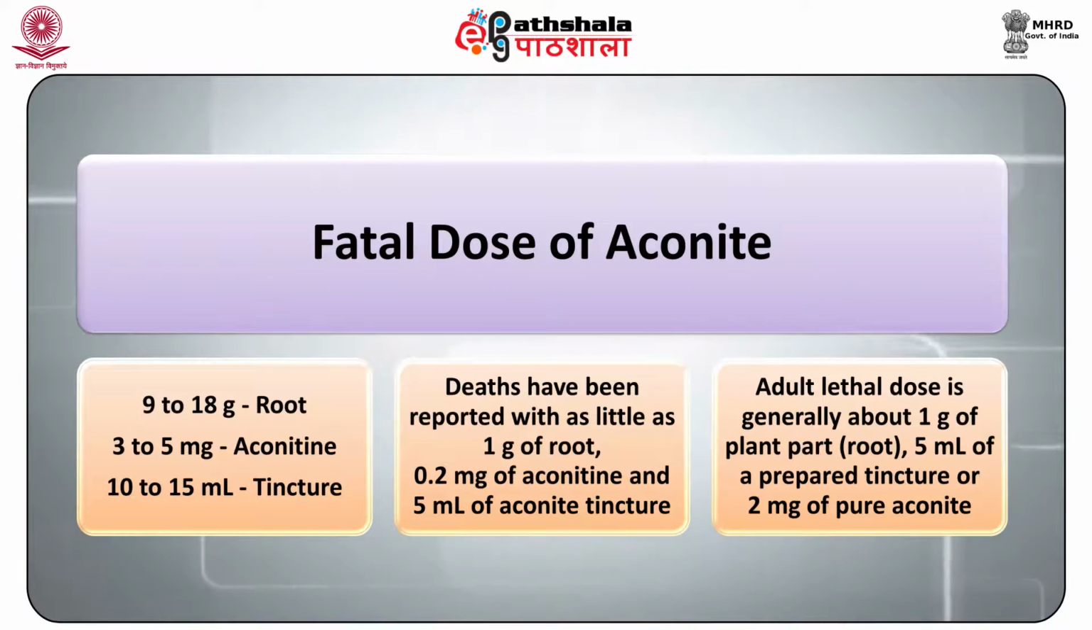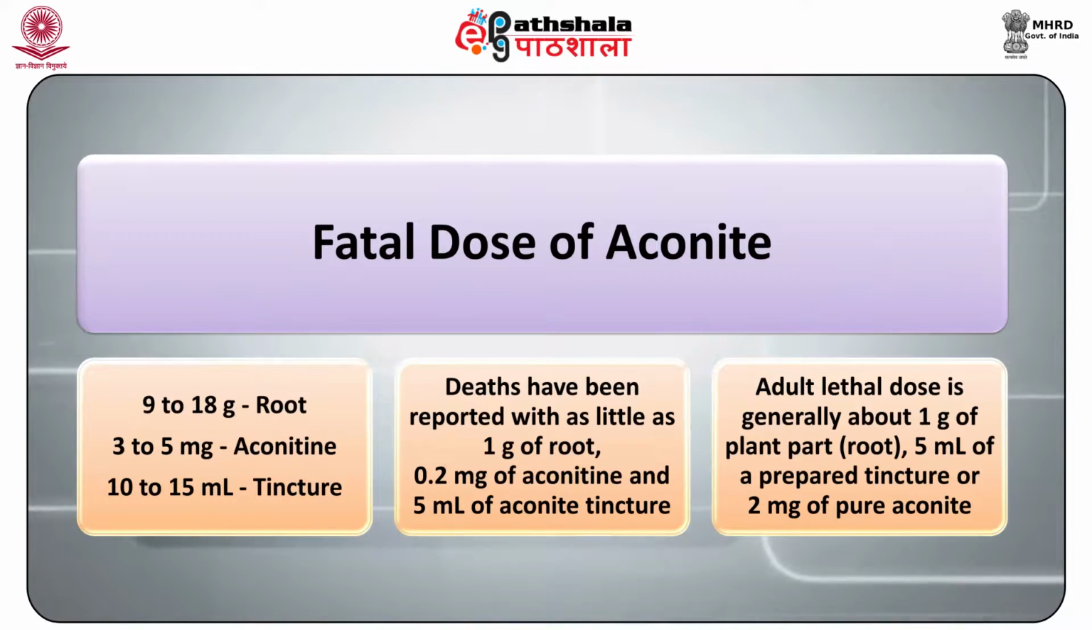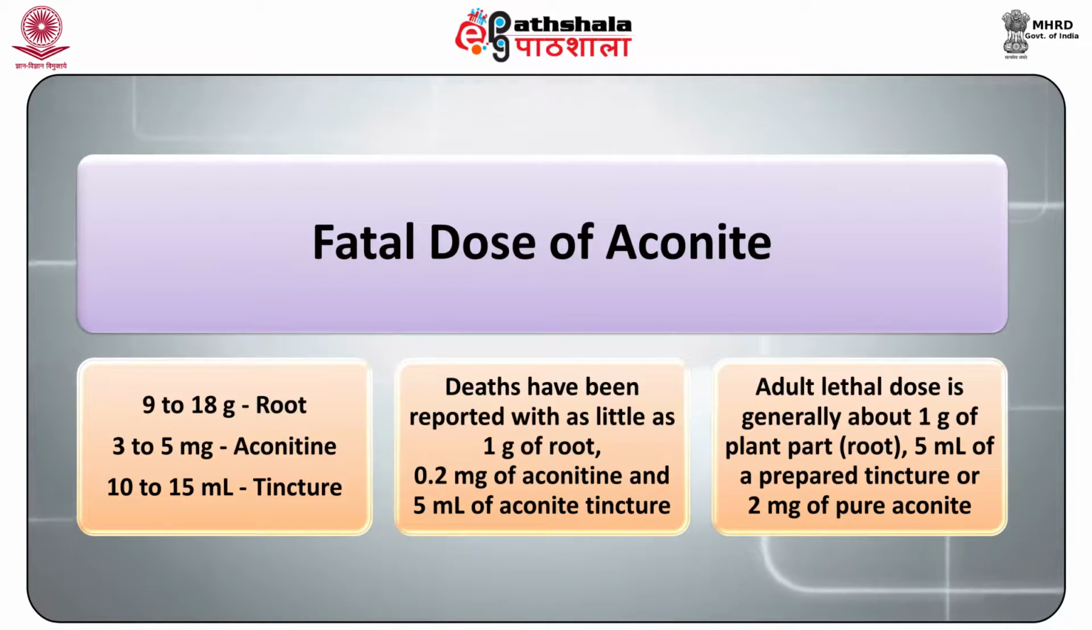The fatal dose of aconite is about 9 to 18 grams of root, about 3 to 5 milligrams of aconitine, and about 10 to 15 milliliters of tincture. However, deaths have been reported with as little as 1 gram of root, 0.2 milligram of aconitine and 5 ml of aconite tincture. It has been estimated that an adult lethal dose is generally about 1 gram of plant part, that is root, 5 ml of the prepared tincture or 2 milligrams of pure aconitine.